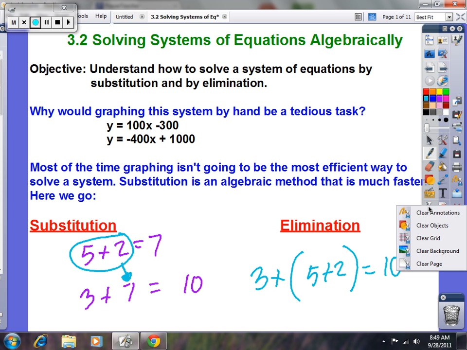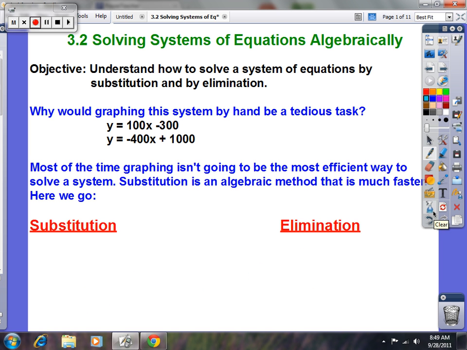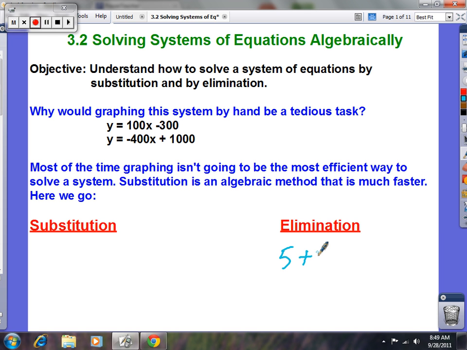Okay, let me erase this. Let's give you elimination. Write this one down. 5 plus 3 equals 8. And then write this one. 6 minus 4 equals 2. Okay. You got two true statements, right? 5 plus 3 equals 8. 6 minus 4 equals 2. You combined them horizontally. You simplified 5 plus 3 equals 8. 6 minus 4 equals 2.